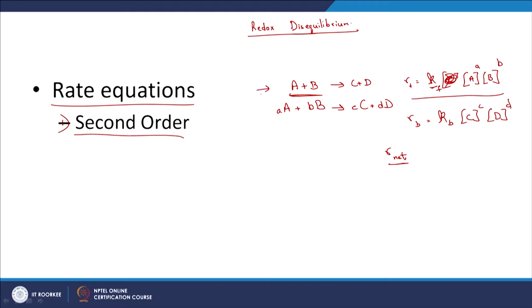We are assuming that only the forward reaction is going through. Then obviously the rate of the forward reaction is going to decrease. Why is that? Because the concentrations of A and B are also decreasing.